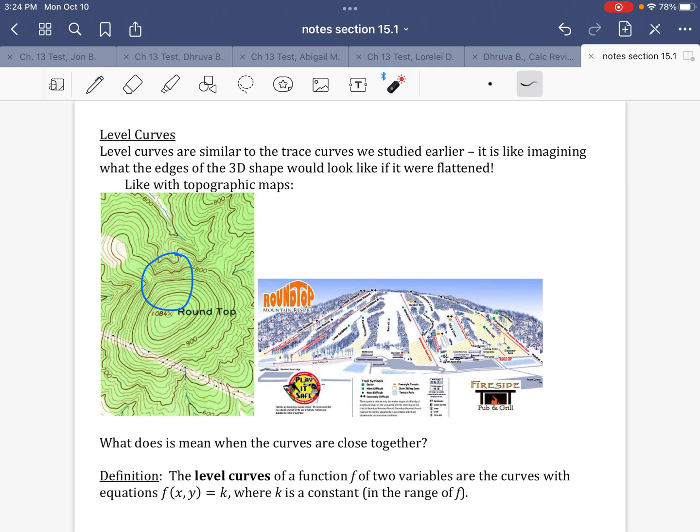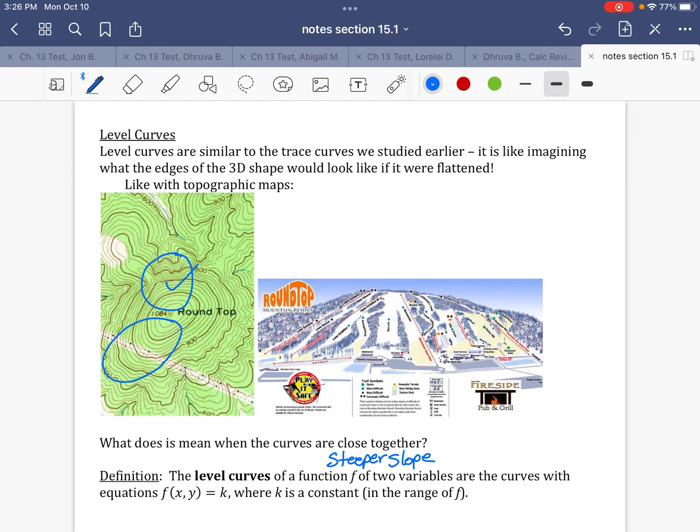Those lines, you see how they're closer together? All these lines right here are really close together. That means that's a very steep part of the hill. Whereas over here, they're not so close together. So that's not a steep part. So maybe you'd put your black diamond on the very steep part. So your black diamond would go here. But over here, you'd put your bunny slope or your green slope or whatever. I don't know if you've been skiing, but that's what they call them. Green slopes are like the easiest ones. So what does it mean when the curves are close together? It means that you have a steeper slope.